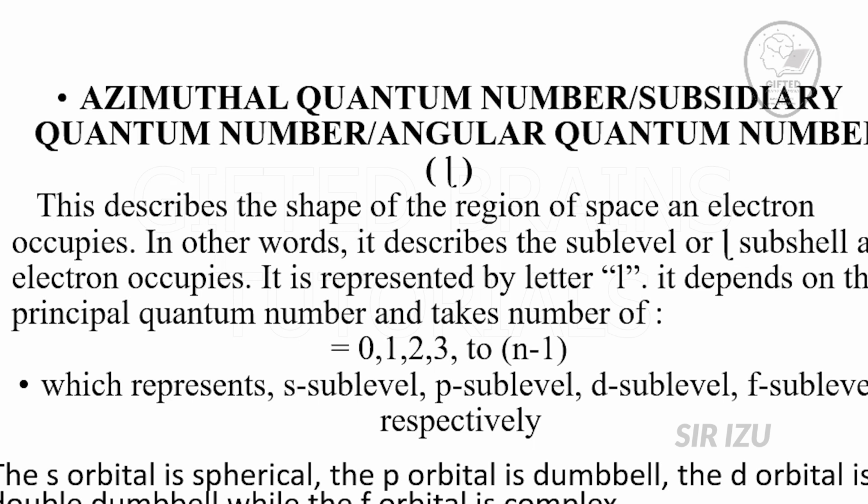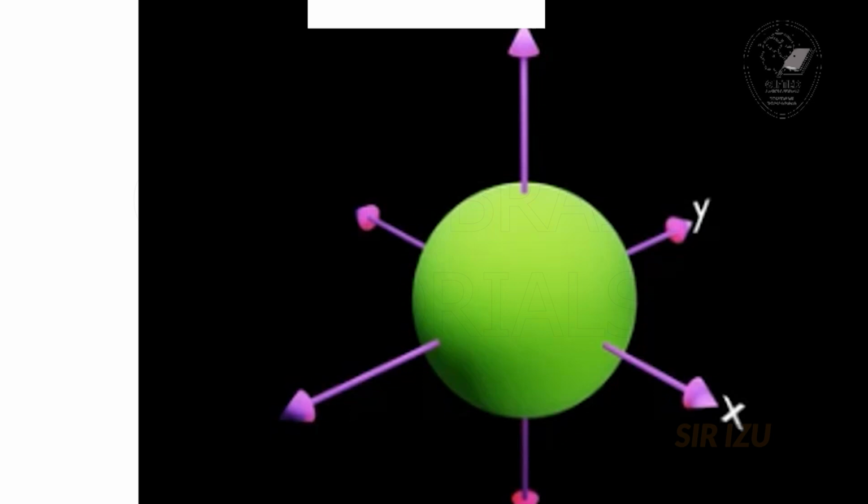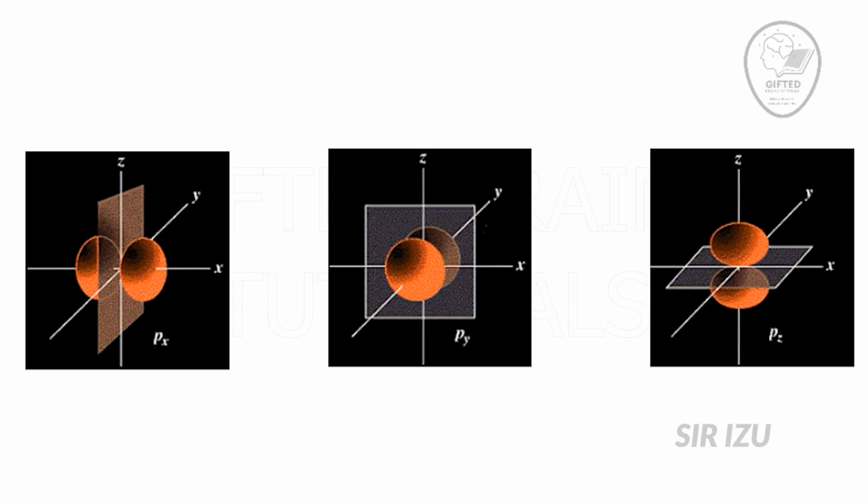These regions of space have their own shapes, the way they look. The first, which is the s, is spherical, looking somewhat like this. And then we have the p. The p has a dumbbell shape, looking somewhat like this. The region of space where the electrons in the p occupy looks like this. And we have 3 of these p. This p sublevel has 3 different p orbitals: the px, py, and the pz.